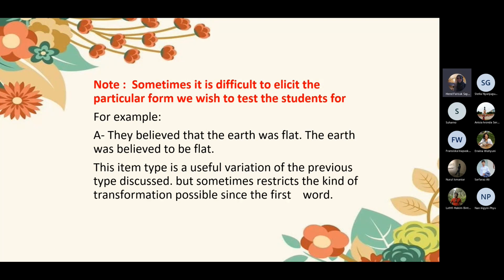For example, they believed that the Earth was flat. The Earth was believed to be flat. This item type is a useful variation of the previous type discussed, but sometimes restricts the kind of transformation possible since the first word is given. We had it different, but then this is the structure that could be used by the students, so they don't get confused.